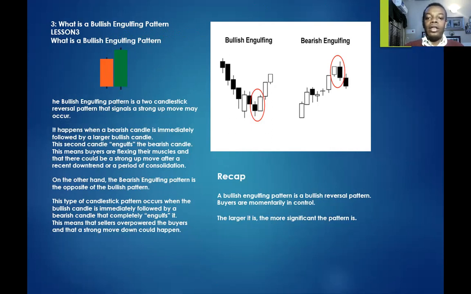If you look clearly at this place, you see that the market has been going down all this while. Suddenly, an engulfing pattern appears. As the engulfing pattern appears, what do you do?